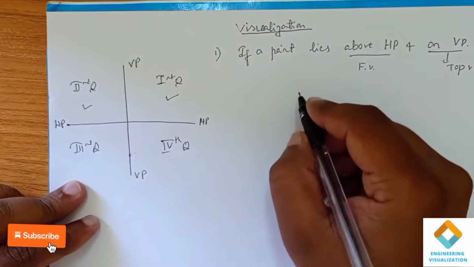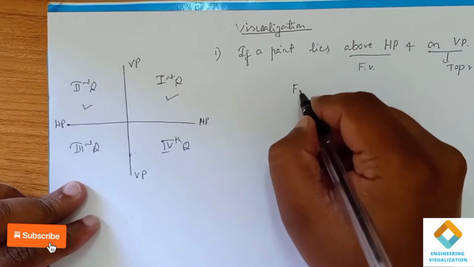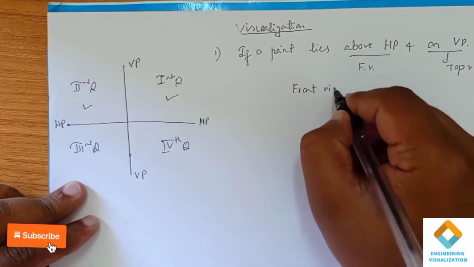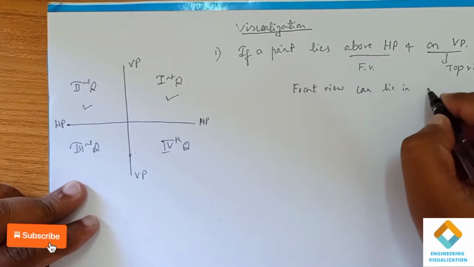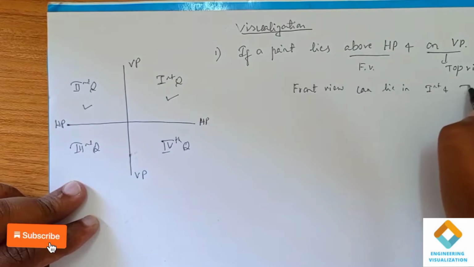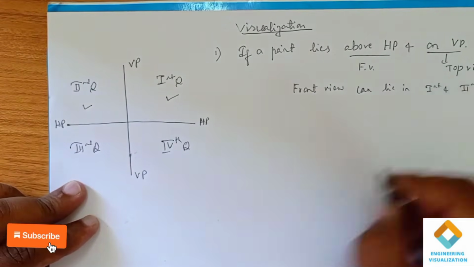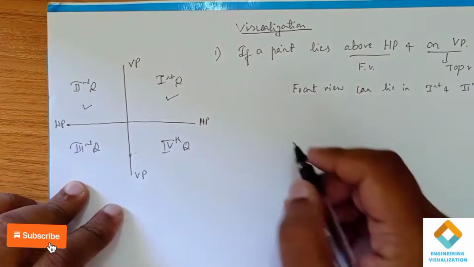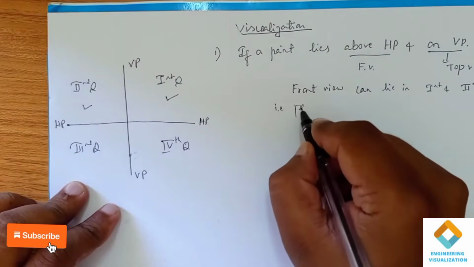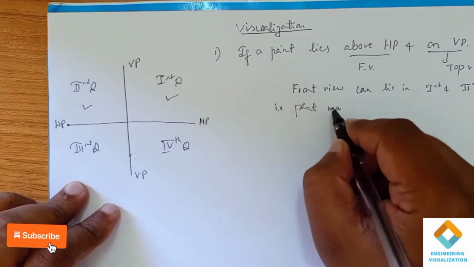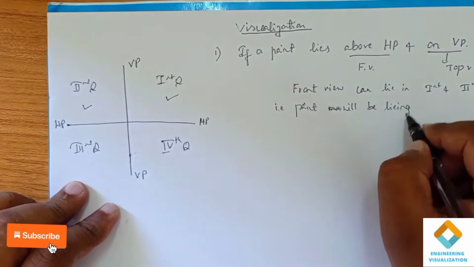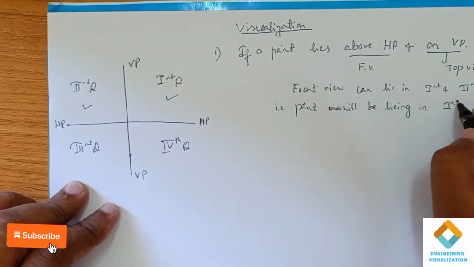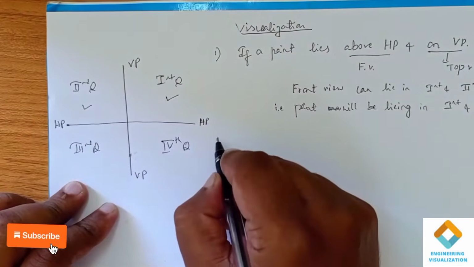So we can write that the front view can lie in the first and second quadrant. That is, the point will be lying in the first and second quadrant. Okay, now we'll see the second concept.